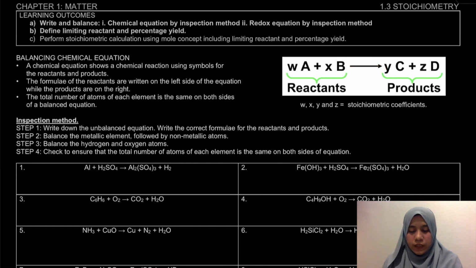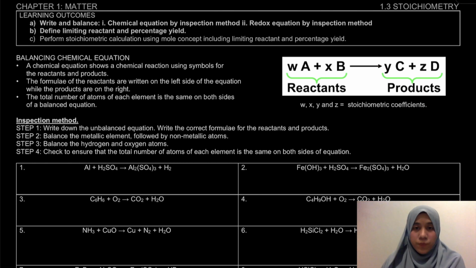Okay, so mostly for the previous equations that we learned, the question already gave you the balanced equation. Maknanya the balanced equation tu, it means that the number of atoms on the right hand side is equal to the number of atoms on the left hand side. Maknanya the reactant dengan product, the number of atoms is the same. But now, for a given question, we're going to check whether it's balanced or not. And if it's not balanced yet, we have to balance it.